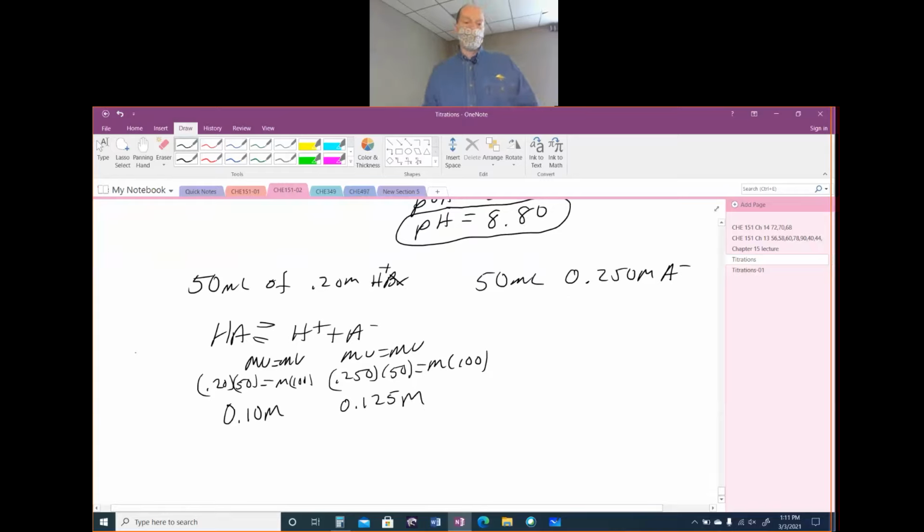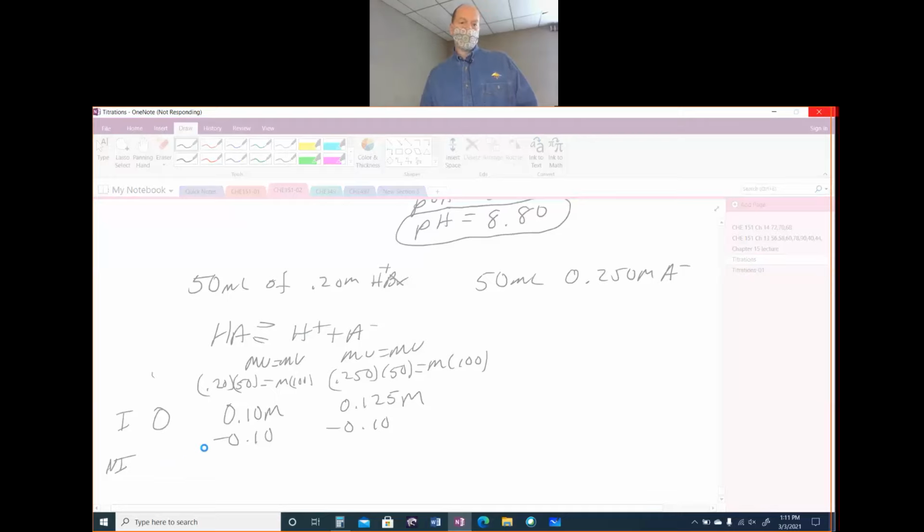HA is 0. We added 0 of the HA. So that is initial. That is not going to work because one of these is not 0, and so you need a new initial. The lower number goes to 0. The lower number is 0.10. So now we have 0.100 molar of our HA, and we have 0 of our H plus, and we have 0.025 molar of A minus. All right, and so you should be able to recognize that as a buffer.